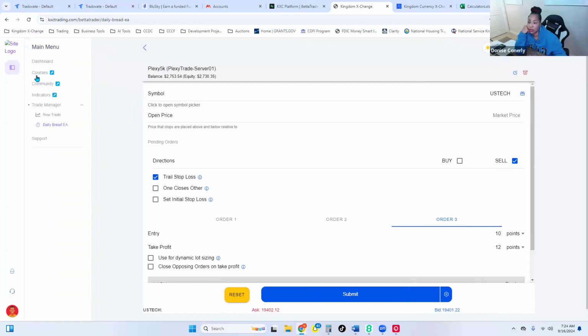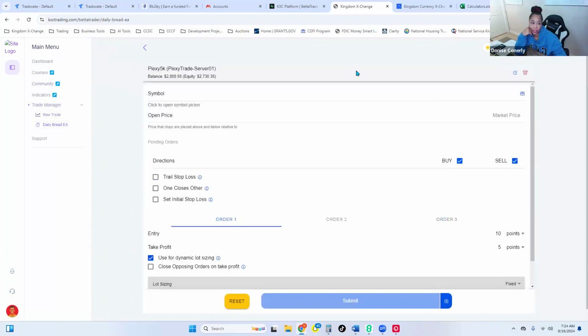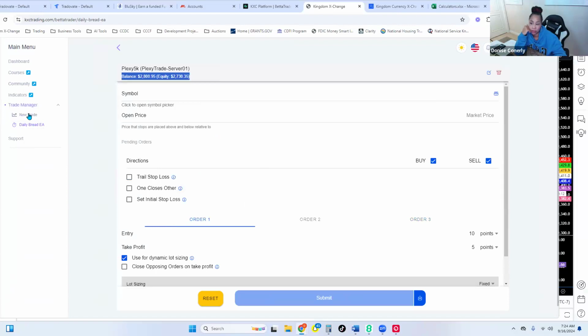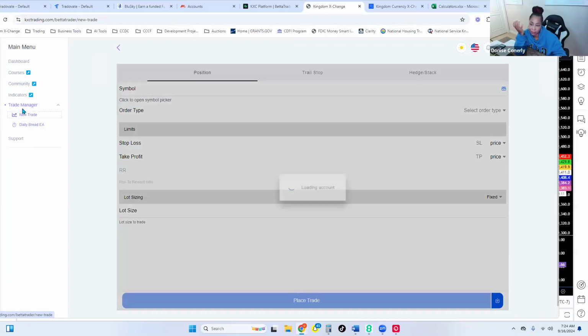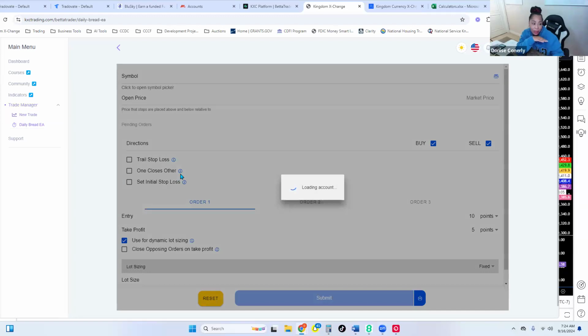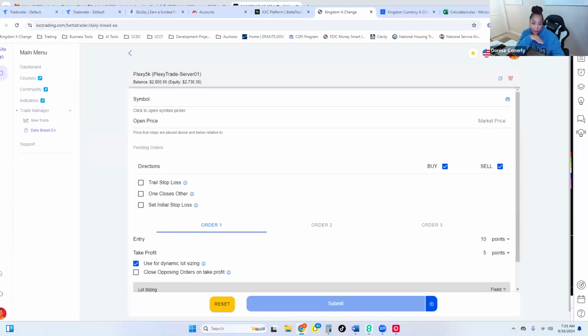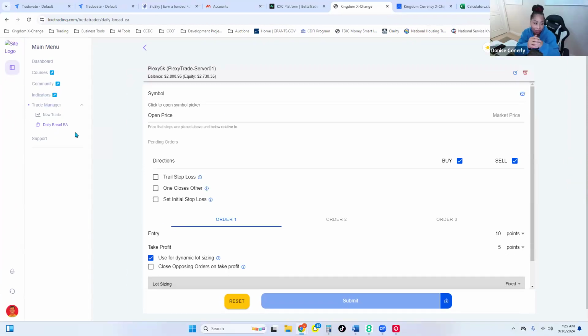So the tools are like, just think of it like a hammer. You can use the tool on whatever you want to use the tool on. Whether you use the New Trade, which is really called a trade manager, or the Daily Bread, those can be used with any broker that uses MT4, MT5. So that's how that works. Anybody that uses MT4, MT5, you can use this tool.